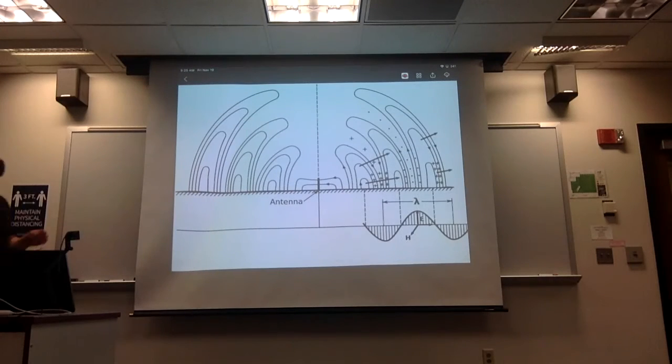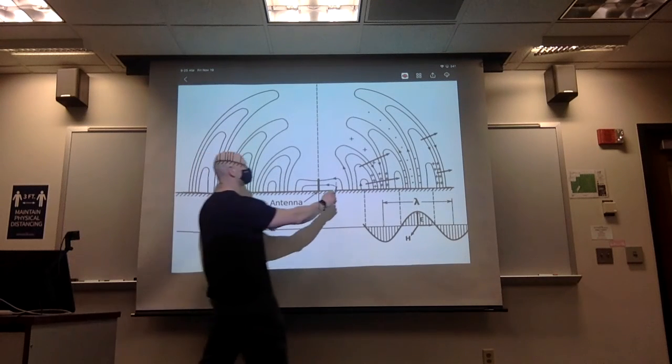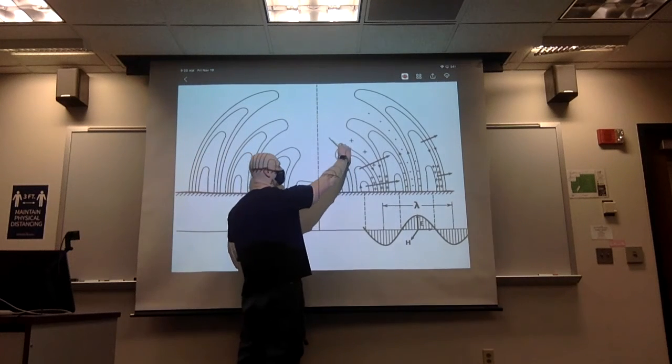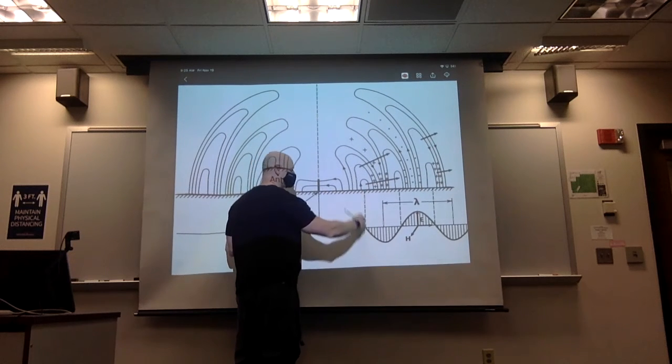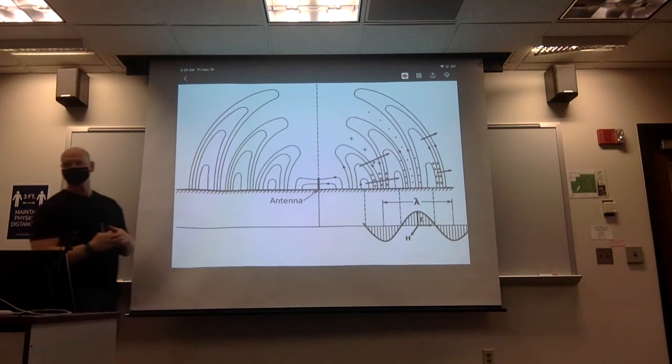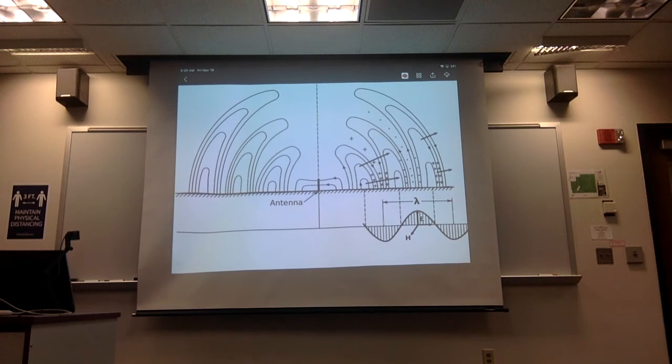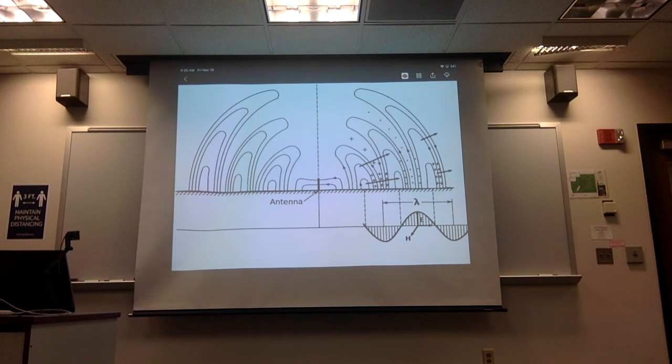So for a radio wave, what ends up happening is, again, the electric field lines moving in one direction, and then as they move in the other direction, they'll superimpose on top of each other to create these kind of closed circles that are going to propagate away from the antenna. So this is actually a radio wave.